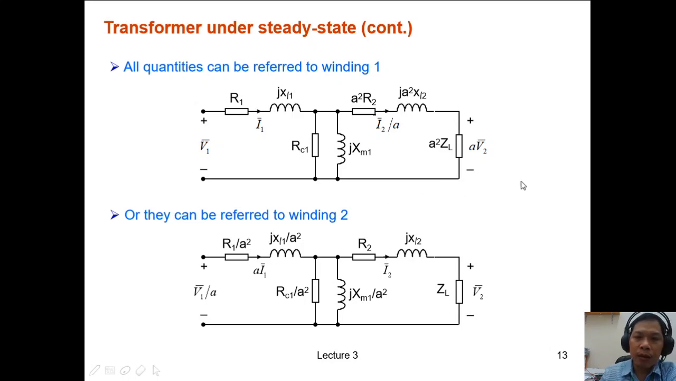We can refer the primary side to the secondary side, which is the circuit we saw already, or we can refer the secondary side to the primary side. On this diagram, V1 and I1 will be referred to side 2, and then you will have this equivalent circuit. So we say a quantity can be referred to winding 1 or winding 2.